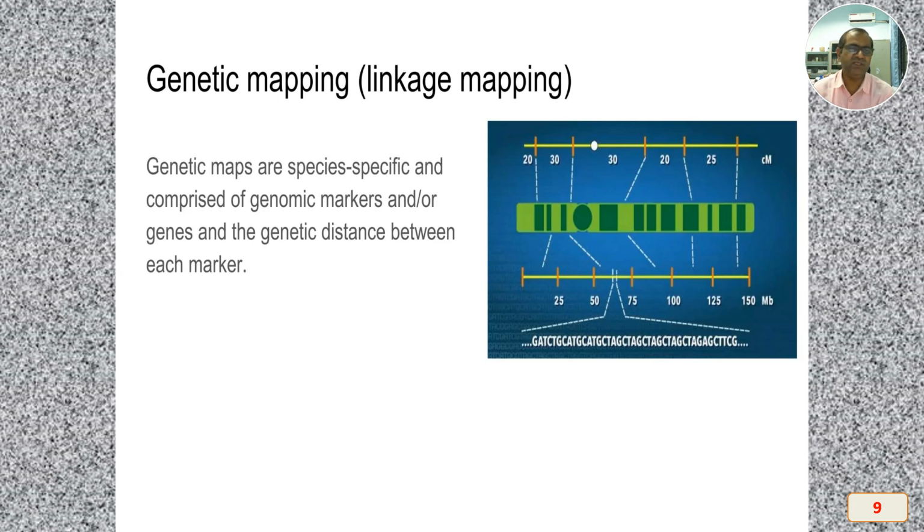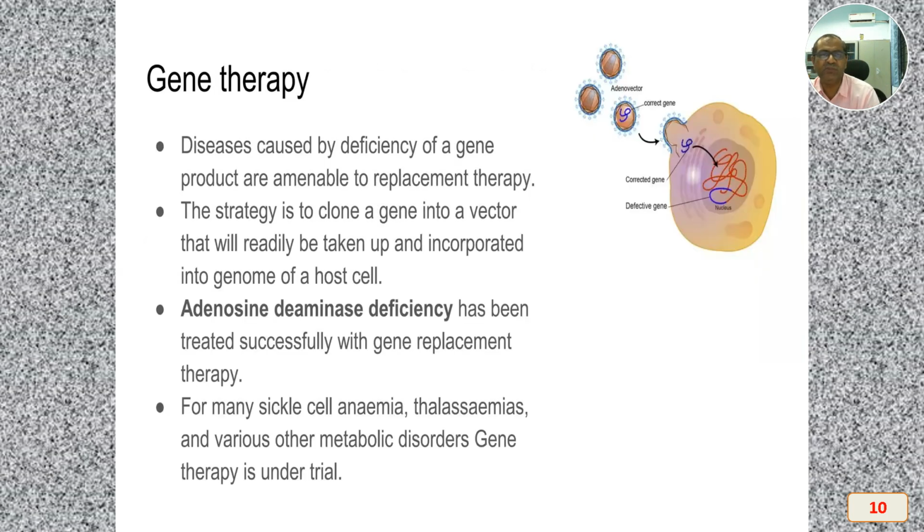Here you can see that genetic maps are species specific and comprised of genomic markers and genes and the genetic distance between each marker. So this can be effectively used for different biological purposes.